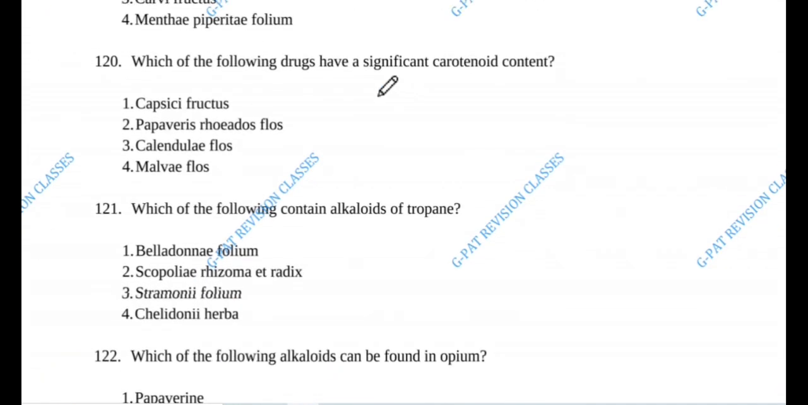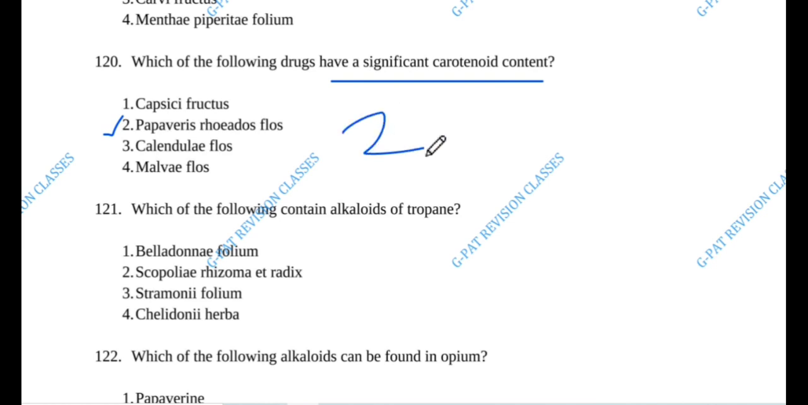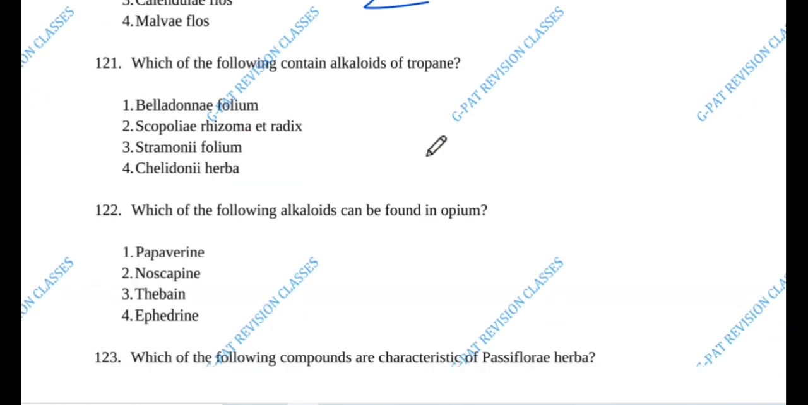Which of the following drugs have significant carotenoid content? The answer is second, Papaveris rhoeados flos. The answer is second. Next is question number 121.